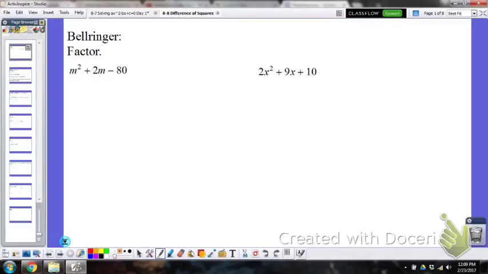Hey guys, let's go ahead and get started with the bell ringer. I want you to factor these polynomials. You can factor the first one by the way we started factoring or use the AC method, and the second one you should use the AC method. So go ahead, work on these two problems. When you're done, I'll play the video and get your answers. So go ahead and pause now and get to work.